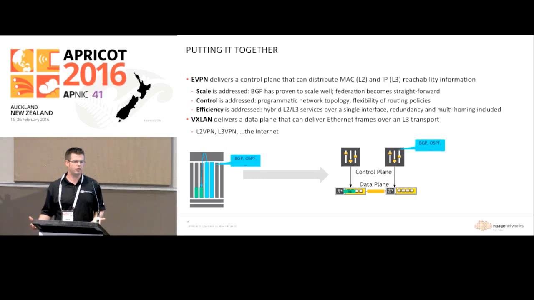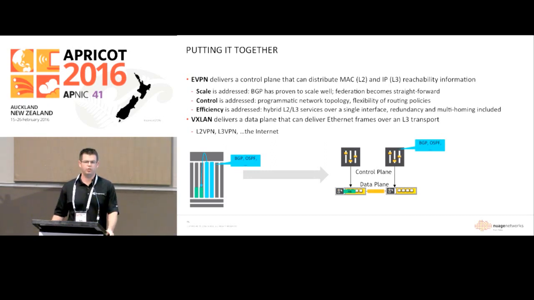EVPN is a BGP address family. It's been talked about at APRICOT by us and by other vendors for many years. It's a really exciting way of distributing both MAC and address reachability in service provider networks using BGP. VXLAN is a very commonly used data plane that we see really out of the data center world. It's an IP encapsulation that runs over UDP, allowing us to carry a complete Ethernet frame inside UDP. You could use plenty of other encaps. You could use other BGP control planes or routing control planes as well.